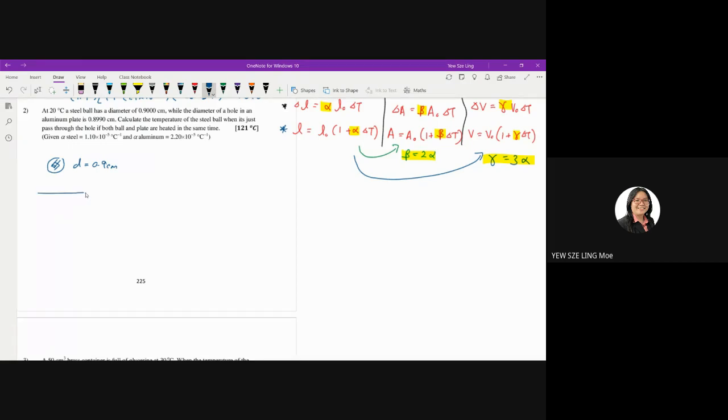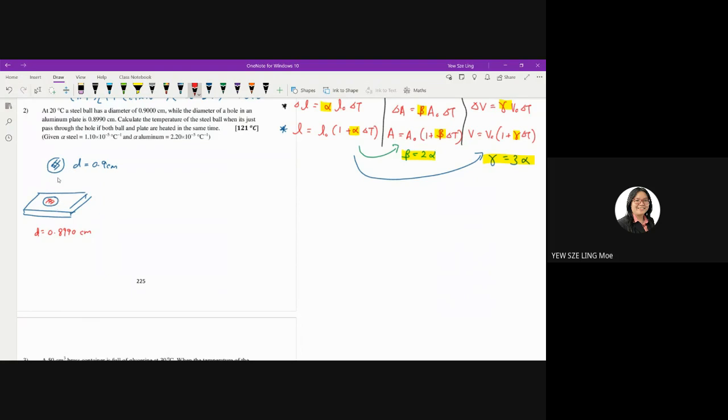And then you have a metal plate right here, and it comes with a hole as well. The diameter of this hole is 0.8990 cm. So calculate the temperature of the steel ball when it just passes through the hole if both ball and plate are heated at the same time. Initially, if you look at the diameters given, the diameter of the steel ball is larger than the hole.